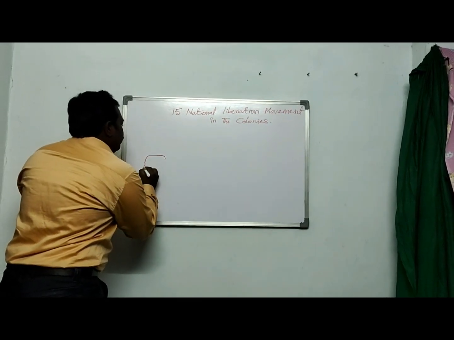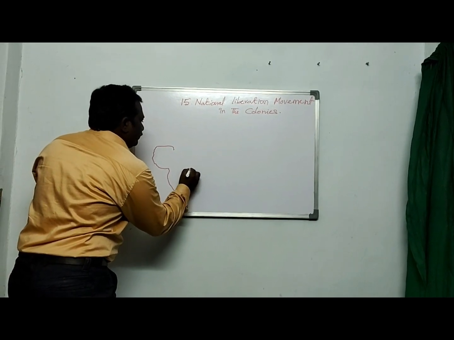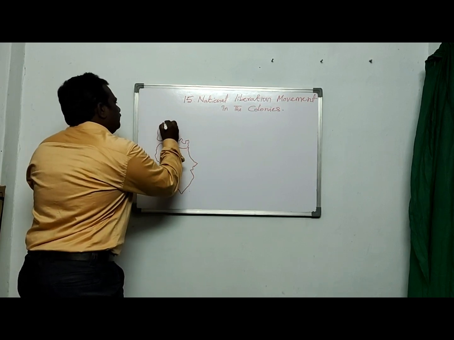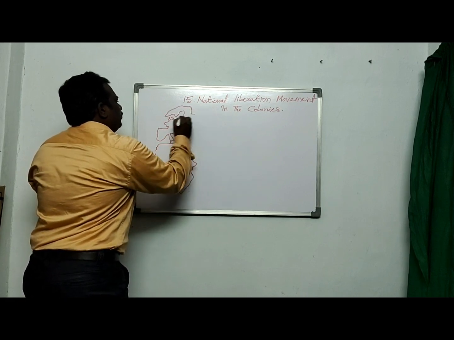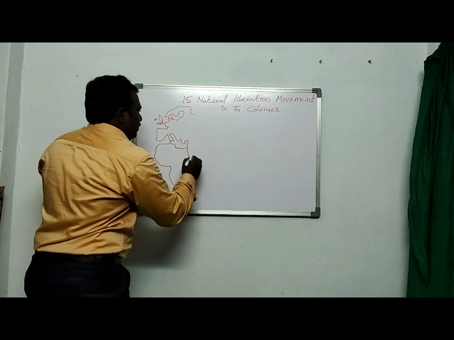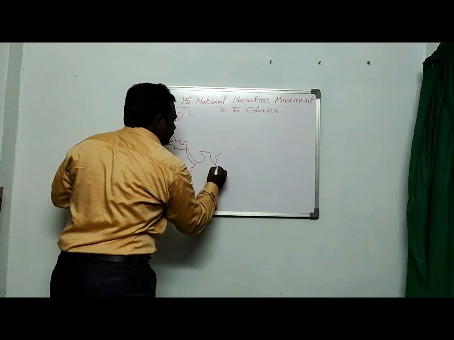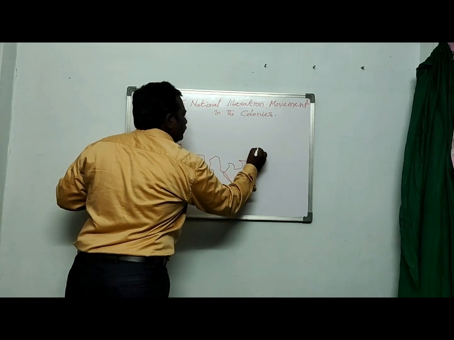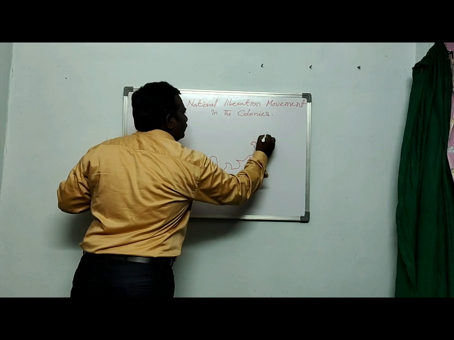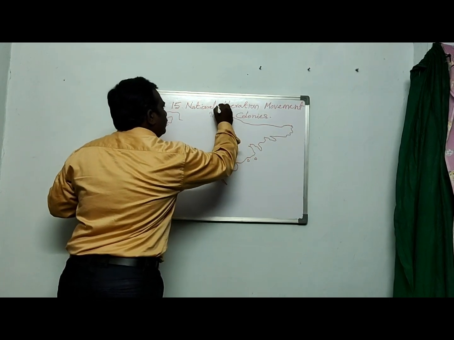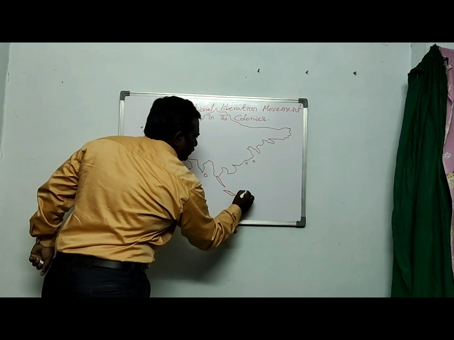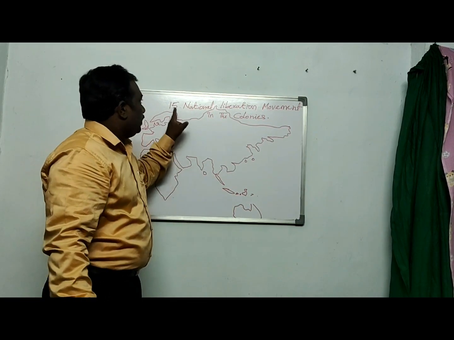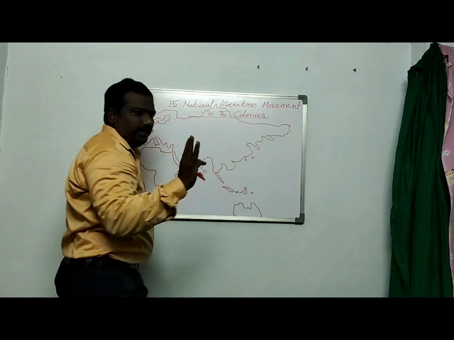Children, this is Africa, and this is Europe. Try to draw the map very quickly. And our country India. These are Indonesia and Australia. So in this chapter we are going to know about three countries' national liberation movement.